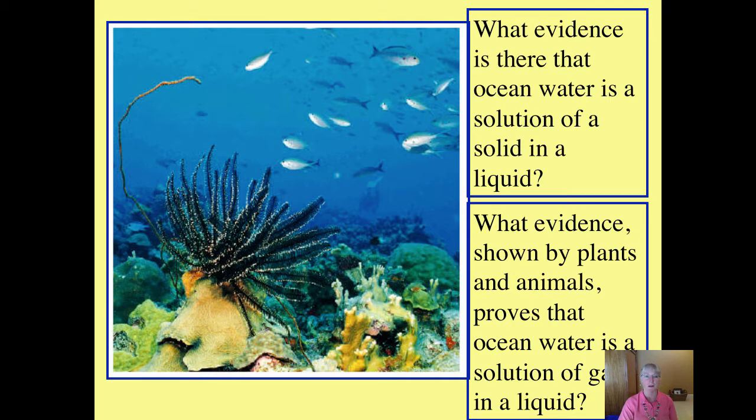Salt water is salty, and we can't see the salt dissolved in it, but we know that's what's there if we taste it. Also, you can see that the animals are alive, the fish, because they're able to breathe the dissolved oxygen through their gills. Don't be confused into thinking that this is a plant. That's a coral, an animal, that looks like a plant. And again, all animals need oxygen to respire.